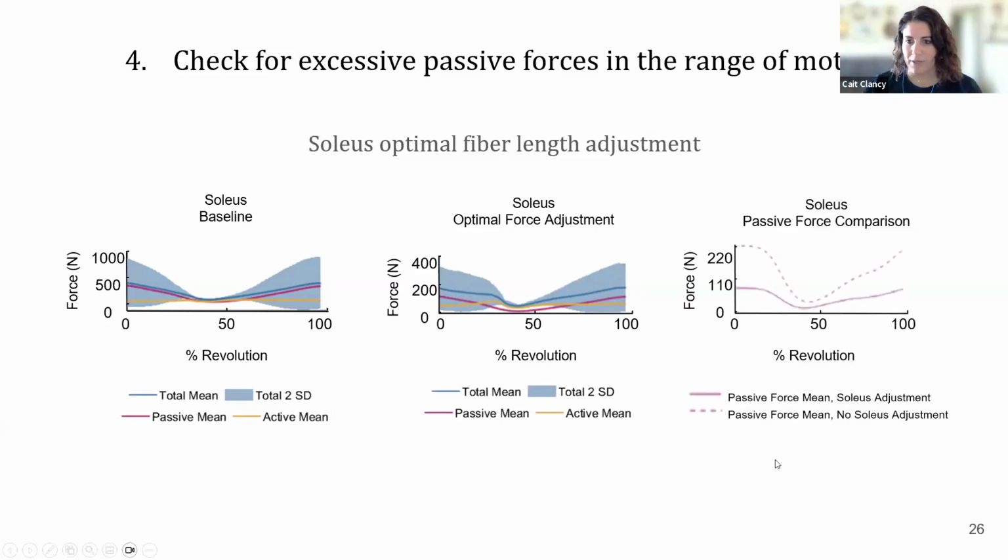Finally, if we look at the passive forces side by side, in the dashed line we have the passive force with no soleus adjustment, and in the solid line we have the passive force with soleus adjustment. We see quite a significant drop in passive force, which is exactly what we wanted. And this didn't really affect the passive forces of the other muscles in the model.